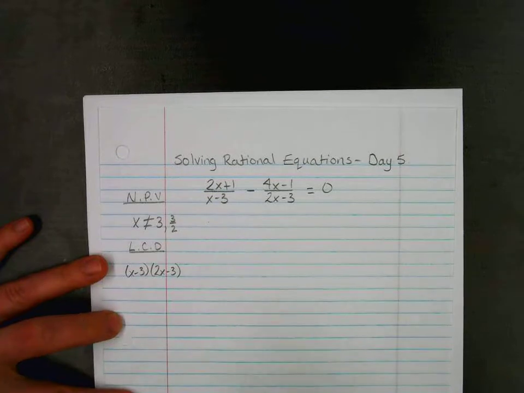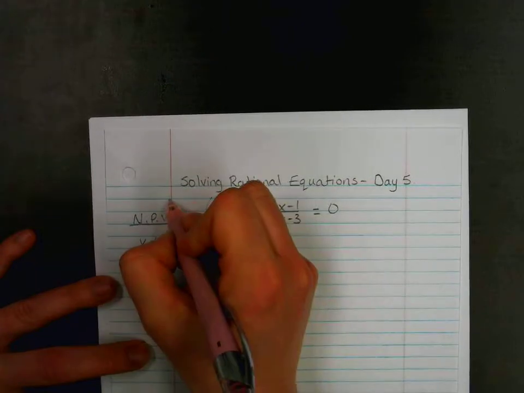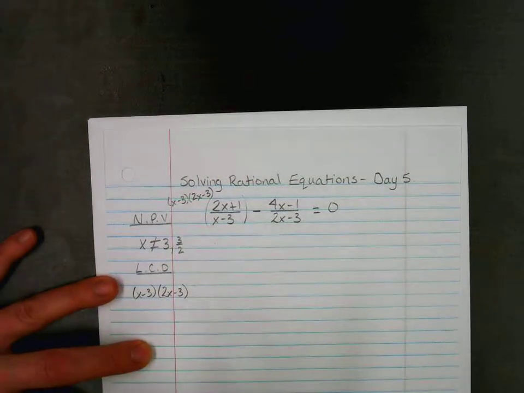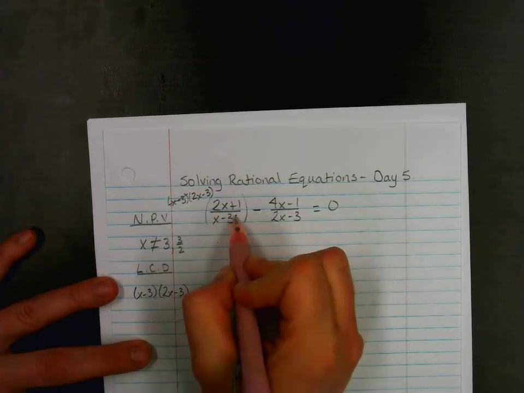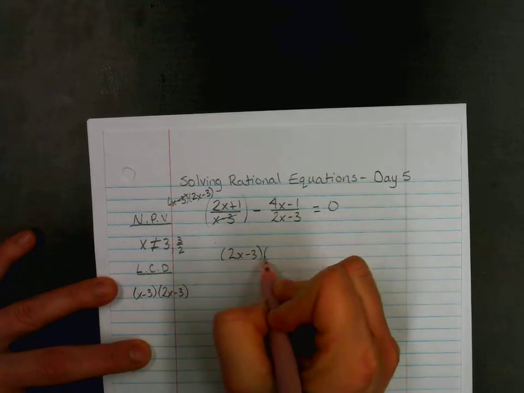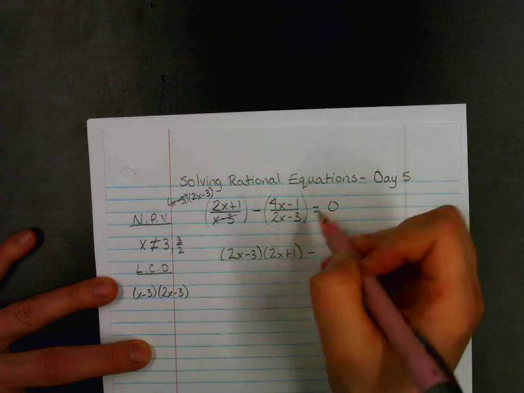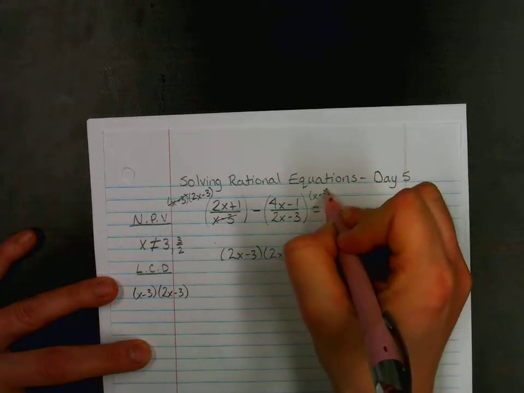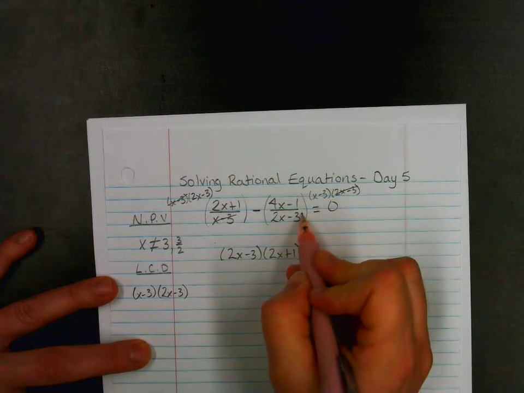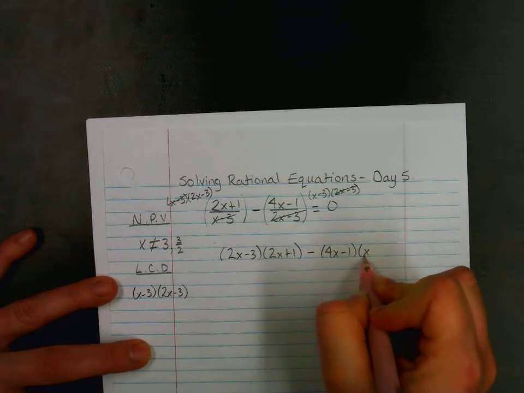Okay. So what am I going to do? Well, I'm going to take this entire fraction and multiply it by my entire lowest common denominator. And so when I do that, these are going to cancel each other out. So what I'm left with is a 2x minus 3 times a 2x plus 1 minus, I'm now going to take this fraction and multiply it by my entire denominator. And what happens in this case is this will cancel that out, and I'm left with a 4x minus 1 times an x minus 3.